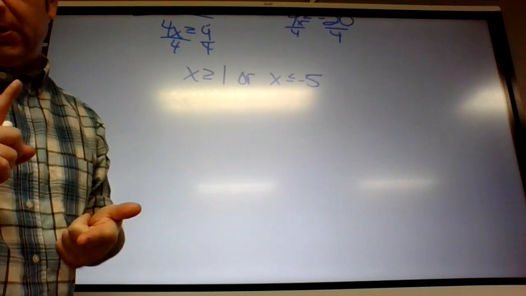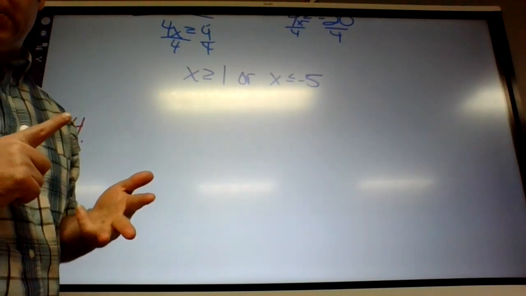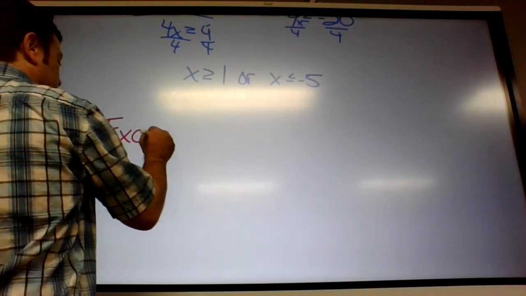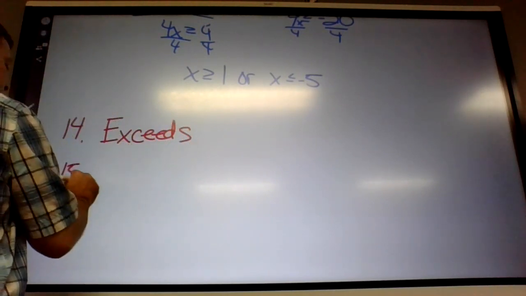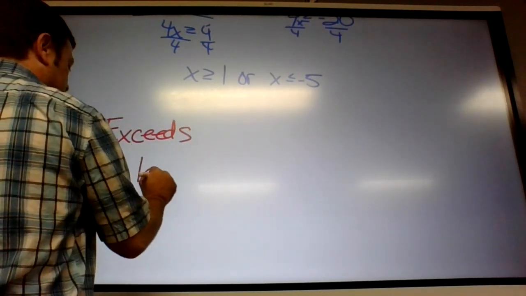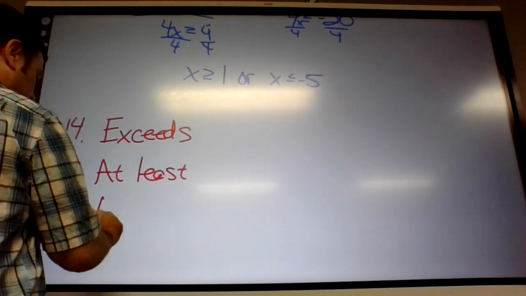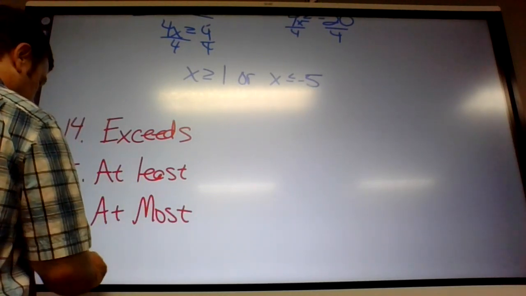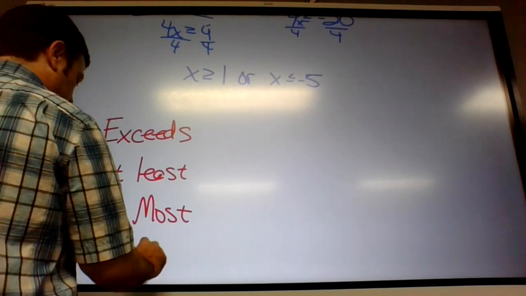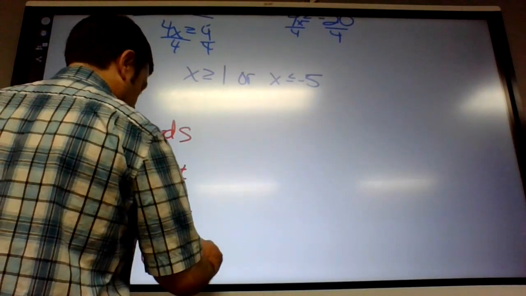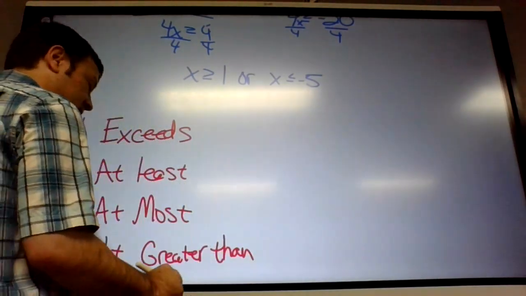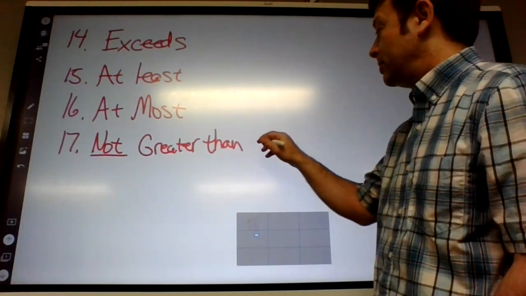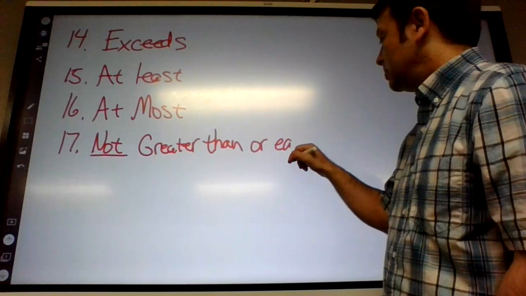Let me make sure I get them all. Exceeds, at least, at most, not greater than or equal to. Okay, these are very quick to do, so you could get a lot of points quickly or a lot of points wrong quickly. Not greater than or equal to.